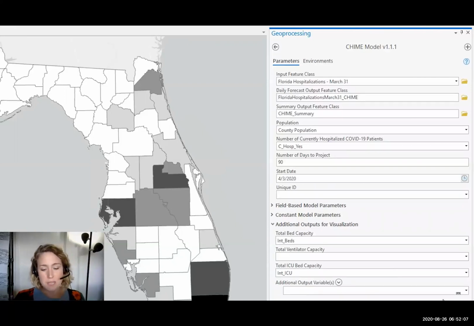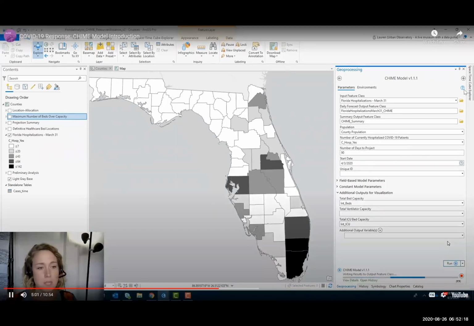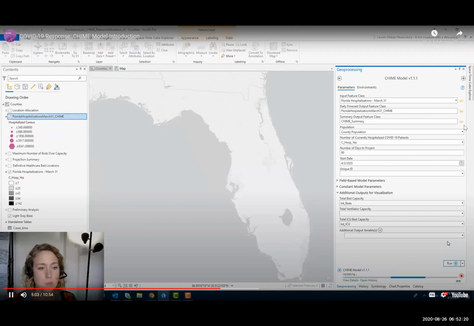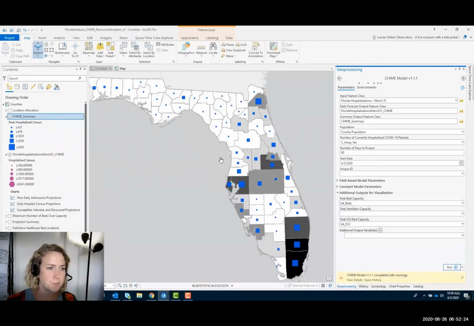Then finally, we can incorporate information about the number of beds, the number of ICU beds available, because that is going to feed into our understanding of capacity and help us do things like map capacity, understand what the demand's going to be, when we're going to go over capacity, and use that information to allocate our resources and really plan to respond to the situation.